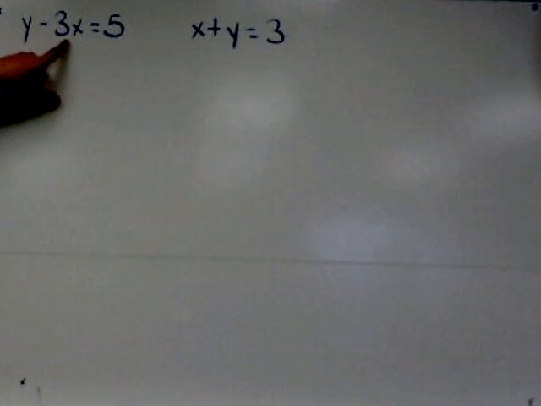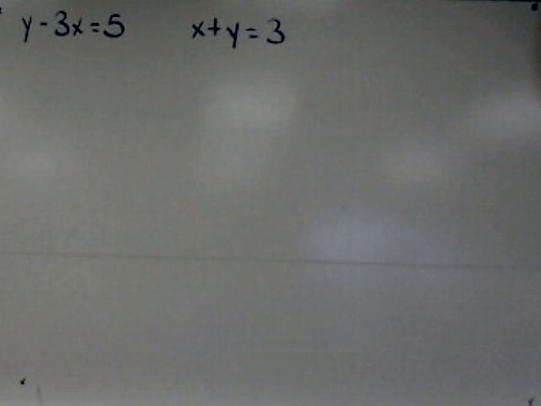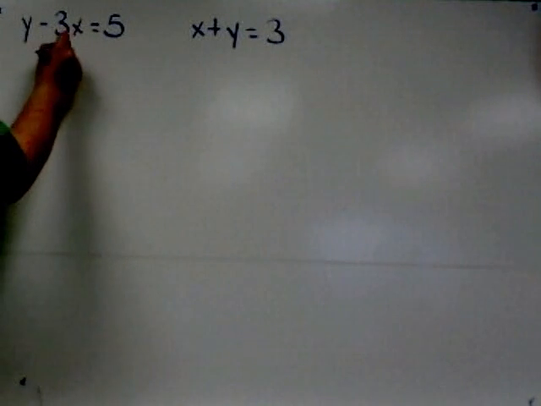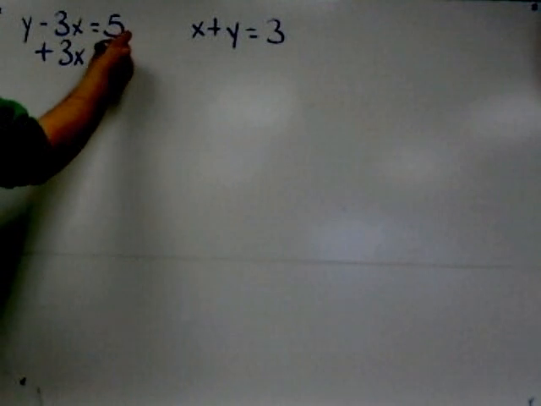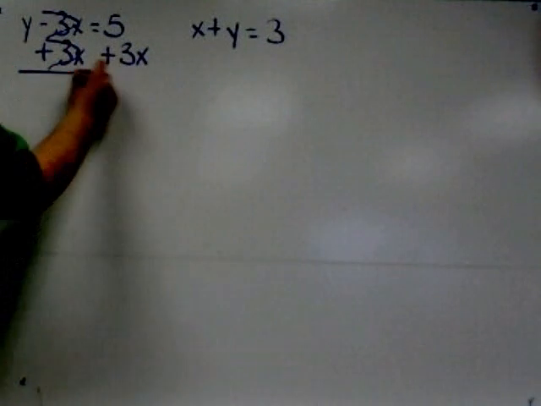In order to do that, that means I'm going to have to move 3x to the other side of the equal sign. As you can see, there's a subtraction sign in front of the 3x, which means I'm going to have to add 3x to both sides of the equal sign. So, I add 3x to both sides, which cancels it out from the left side.